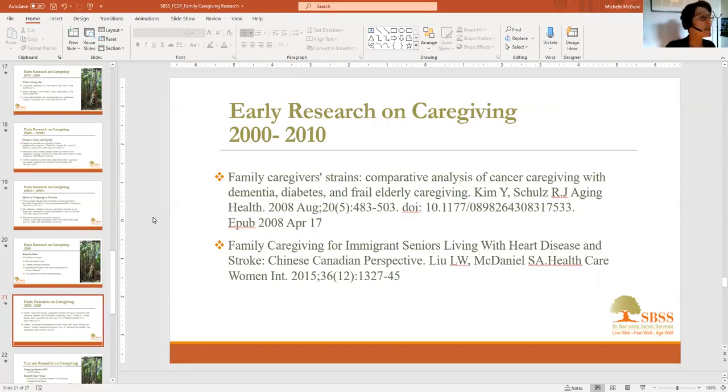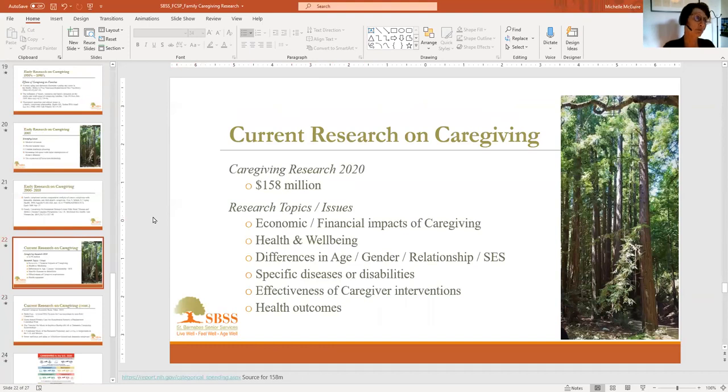Anyway, that's 2000, 2010. Currently, in 2020, the NIH budget for caregiving research was 158 million.